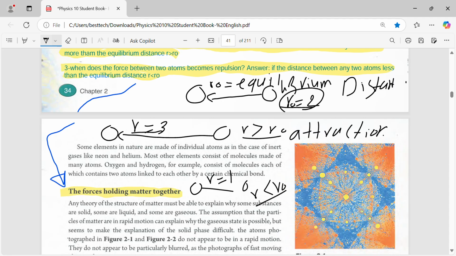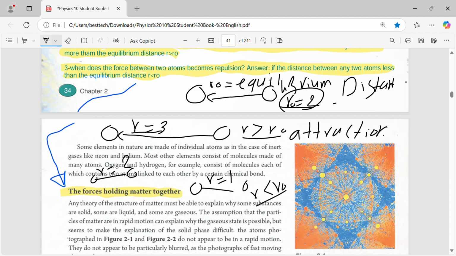What if we have the same distance, both of them? For example, look guys, same distance again. Here the distance is equal to 2, and the original is 2, so both distances are equal. Because the distances are the same, that means in that case there is no force. So this state is called equilibrium state.